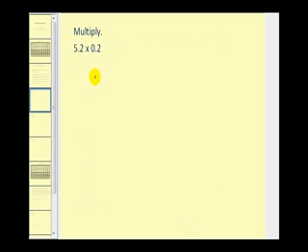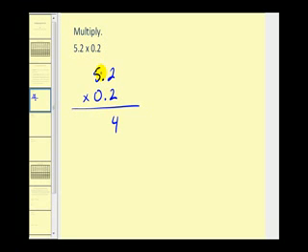Let's go ahead and write this vertically. So what we'll do first is just multiply ignoring the decimals. So we're going to have 52 times 2. So 2 times 2 would be 4 and 2 times 5 would be 10.